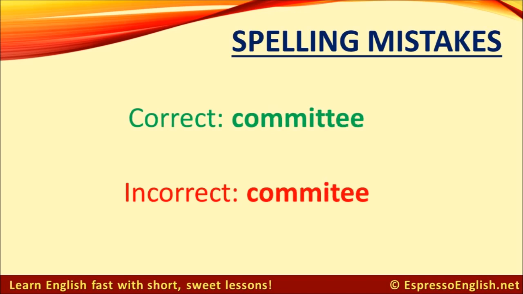Another commonly misspelled word is committee. It has 2 M's, 2 T's, and 2 E's. So don't forget any of those double letters. A good way to remember it is that the word committee refers to a group of people, and the word committee itself has 3 groups of double letters: double M, double T, and double E.